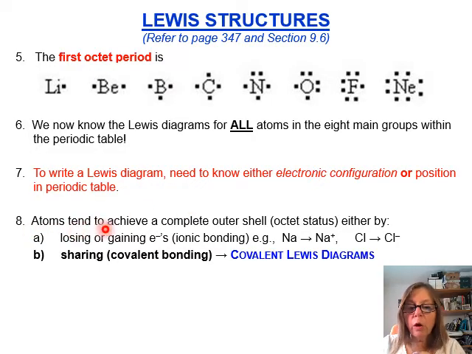Atoms will want to achieve a complete outer shell, which is the octet status. And they'll do that either by losing or gaining electrons. We've seen that before. So sodium would lose an electron to become sodium plus, or chlorine would gain an electron to become the chloride ion. Otherwise, they will be sharing electrons in covalent bonds. This brings us to covalent Lewis diagrams of molecules that we are going to study next.